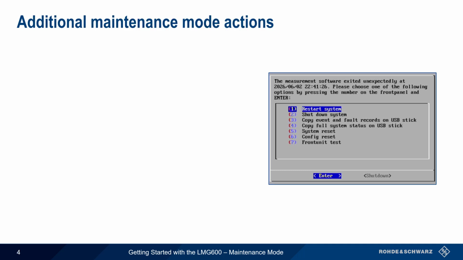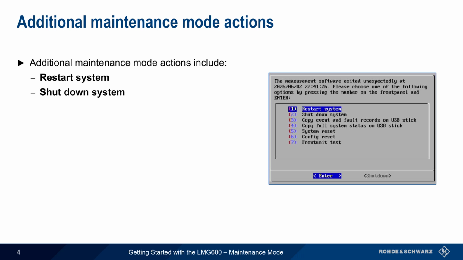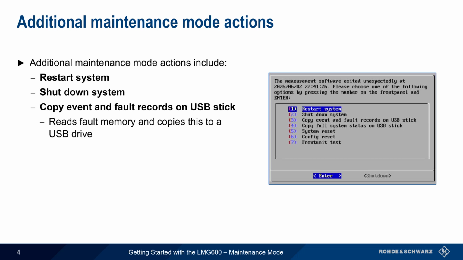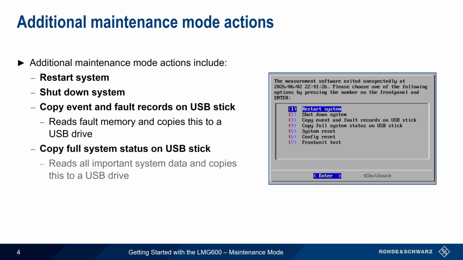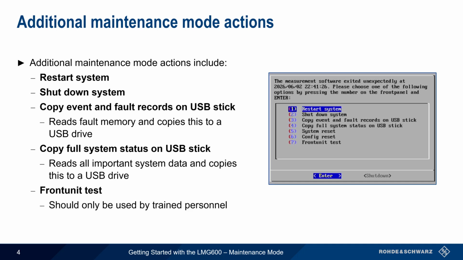In addition to reset, maintenance mode also supports several other functions. Restarting and shutting down the system can be performed directly from this menu. Two additional actions are helpful for troubleshooting and support purposes. One is copy event and fault records on USB stick, which saves the fault memory to a USB drive. Another is copy full system status on USB stick, which reads all important system data and copies this data to a USB drive. The final item, front unit test, performs various tests on the LMG, but this function should only be used by trained or properly instructed persons.